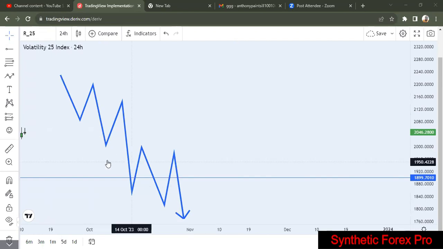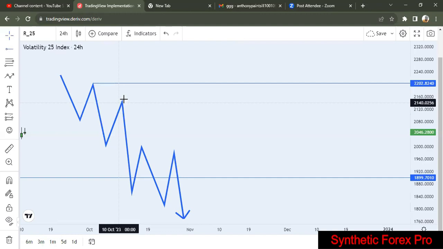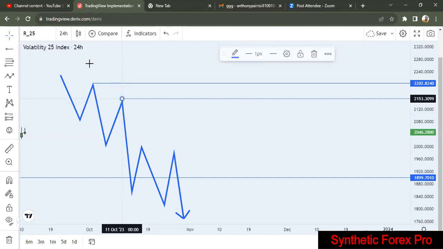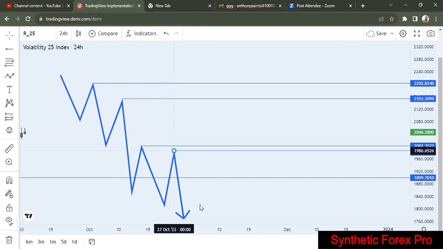This pattern that price has formed. Now you will be able to clearly tell me which one is a high and which one is a low by now, right? So we have one here. We have this here. We have this here. And then we have this.